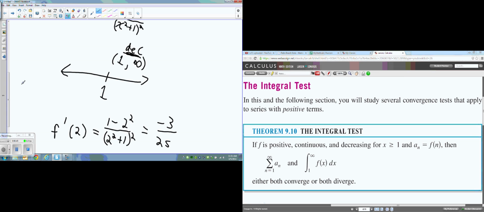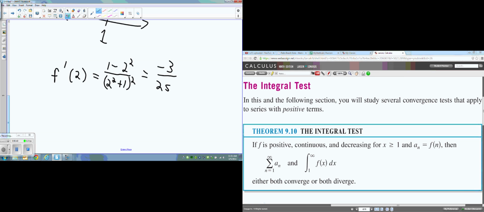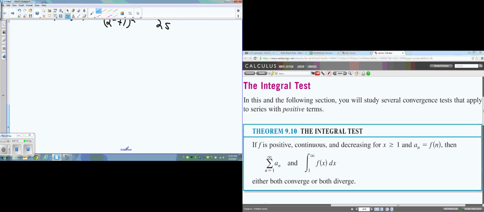Okay, so now we're ready to actually use the integral test. We've proven not only that the function is positive, we've proven that it's continuous, and we used the first derivative test to show that it was decreasing for x's that are greater than or equal to 1. So for all x's greater than or equal to 1, it's positive, continuous, and decreasing. Now, what we want to do is integrate this function from 1 to infinity. So we're going to integrate f of x from 1 to infinity. The f of x was x over x squared plus 1.